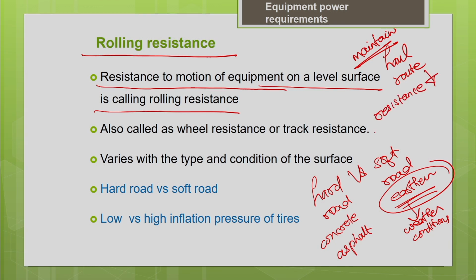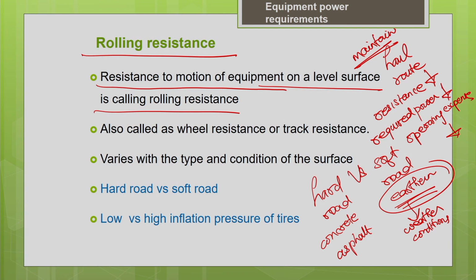If the resistance is less, your required power to overcome the resistance will be less. If the required power is less, your operating expense will be less. That is why it is always economical to maintain the haul route. So, if you maintain the haul route well, the resistances encountered by your machine will be less, so the required power to overcome this resistance and keep the machine moving will be less, and so your associated operating expenses and the cost associated with the machine will be less.